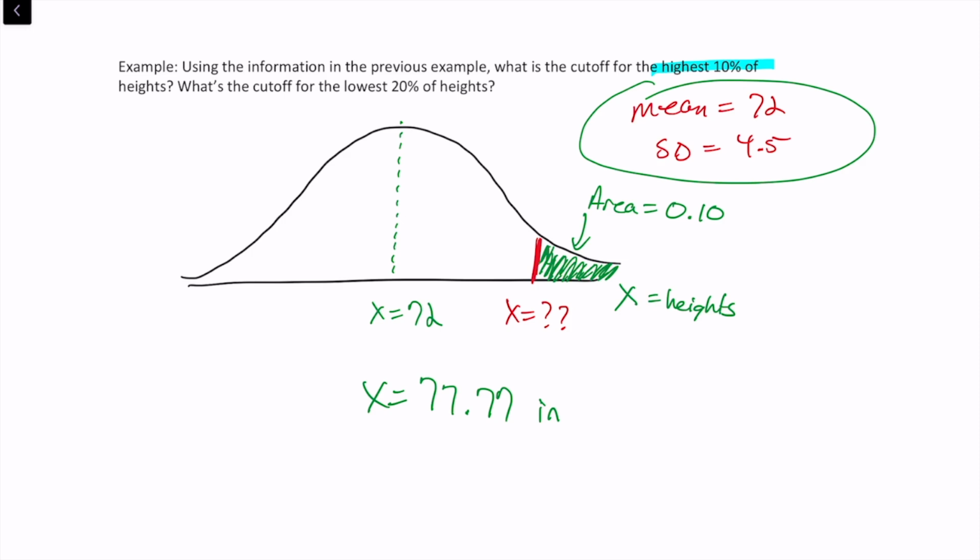Okay? So when you're going backwards, you fill in the area part, the probability part, and you leave the X value alone, and then you hit compute and it will fill it in for you. I hope that makes sense.